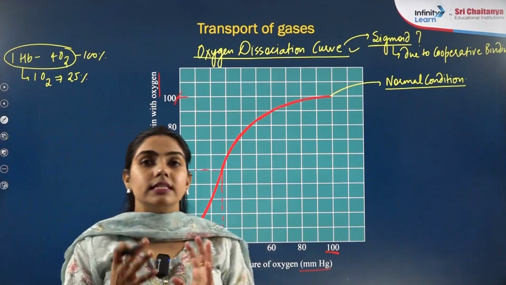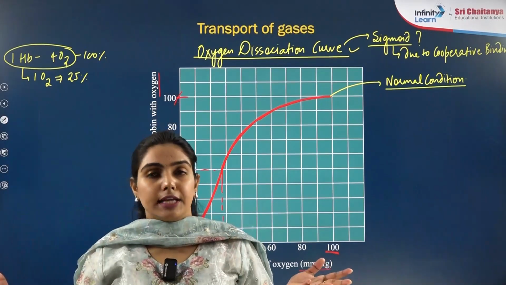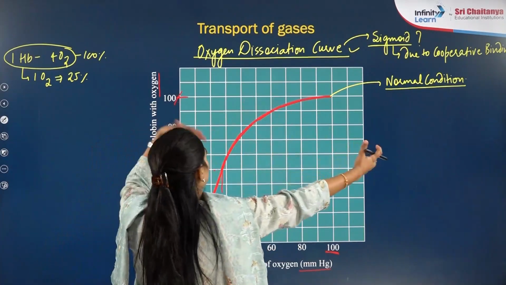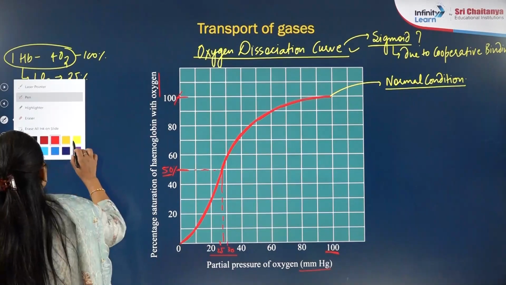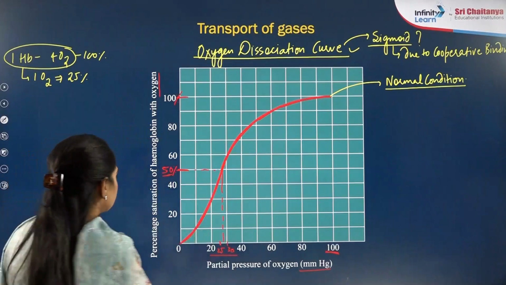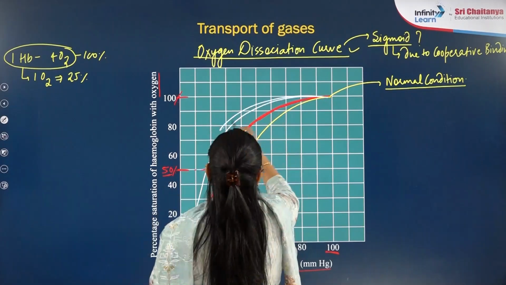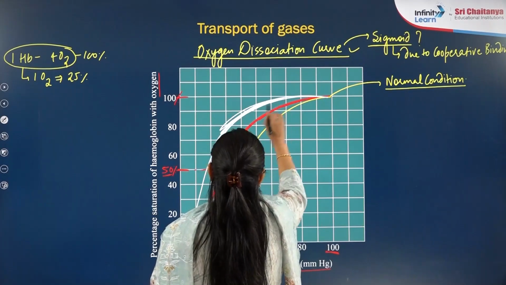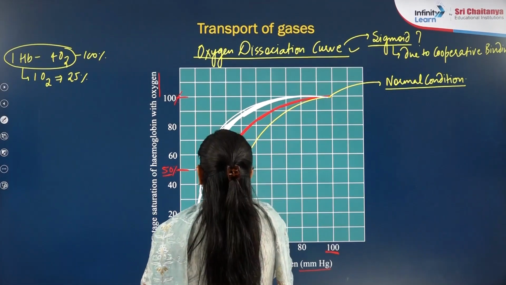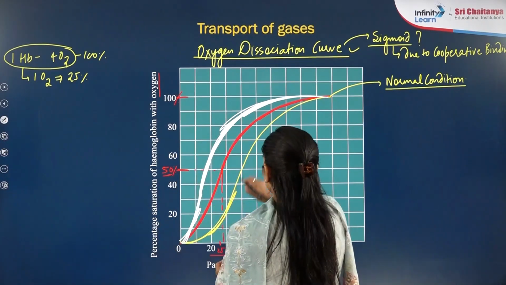But we will see the curve shifting in either direction, to the left or to the right, right? Now under which conditions will we see the shifting in the curve? Let us see that. The white one I am making is the left shift, and the blue and the yellow one which I have drawn is the right shift.